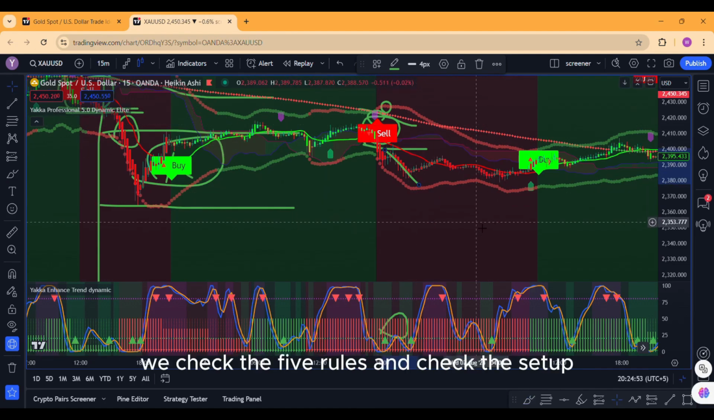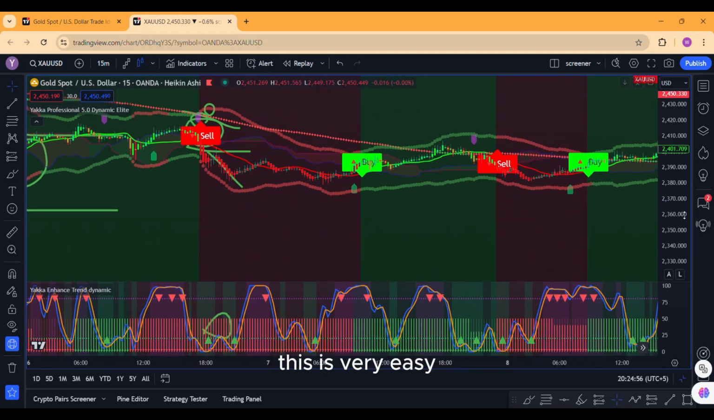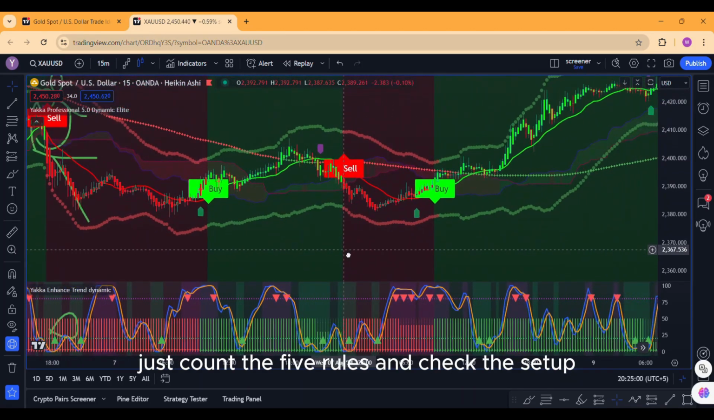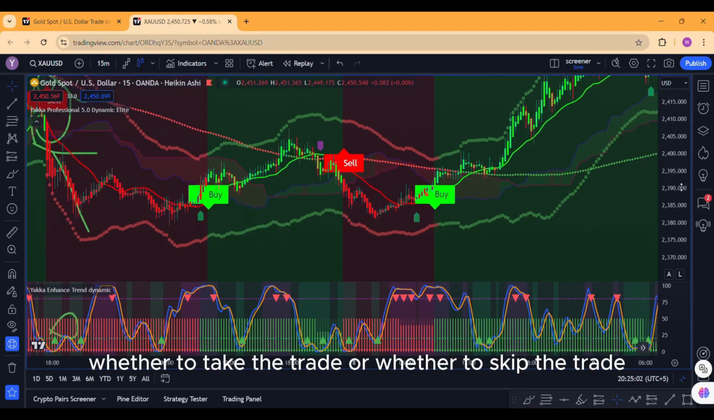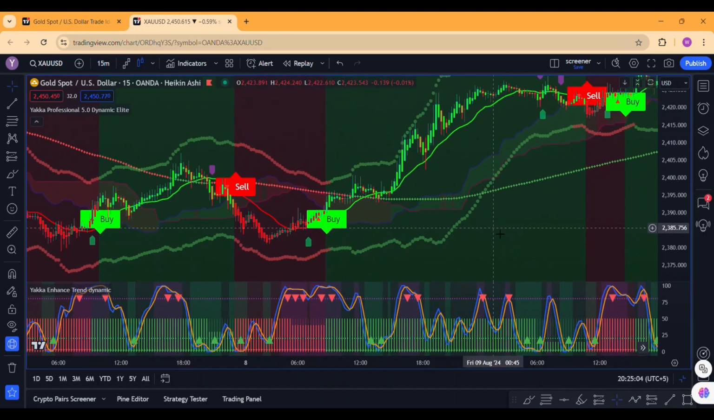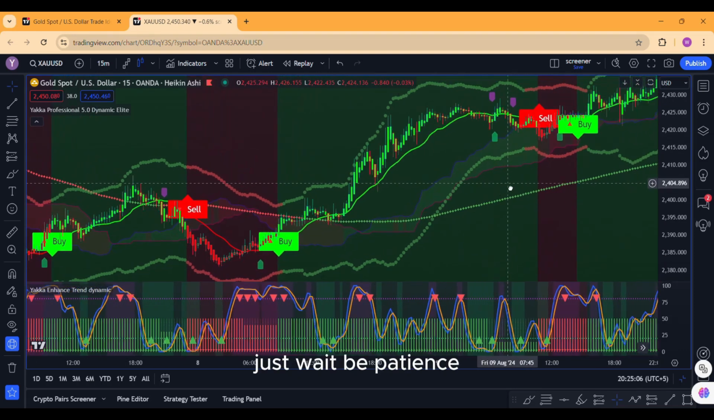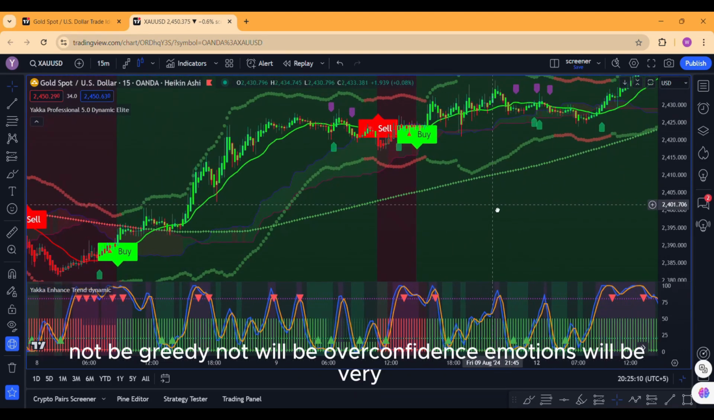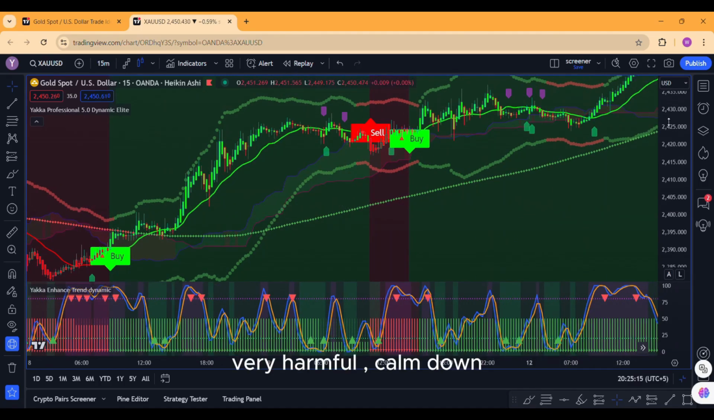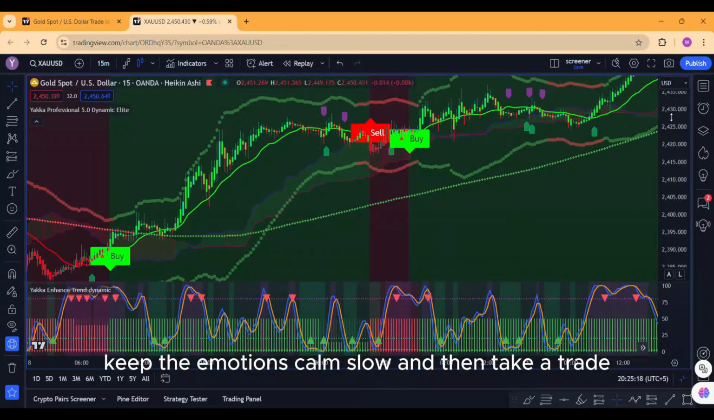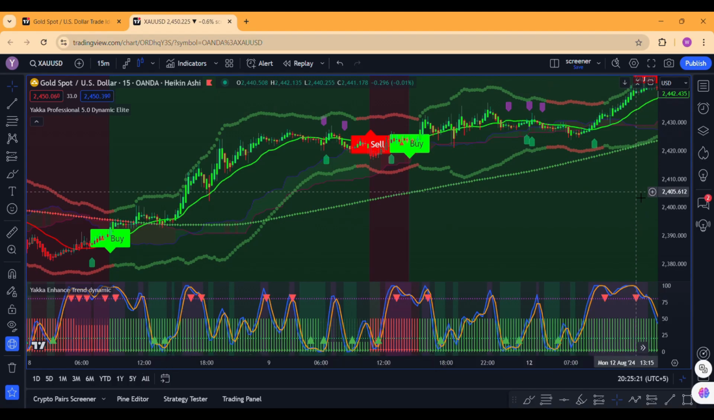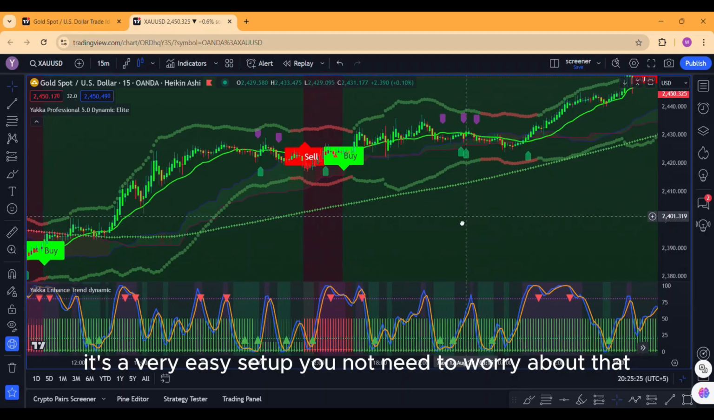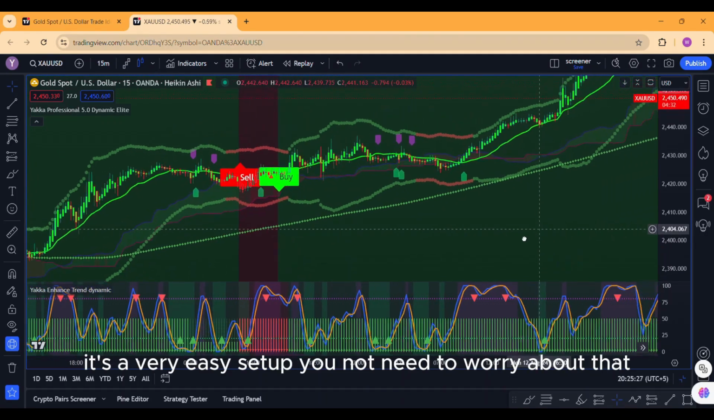These are the five rules. We check the five rules and check the setup. This is very easy. Just count the five rules and check the setups, whether to take the trade or skip the trade. Just wait, be patient, do not be greedy. Emotions will be very harmful. Calm down, keep the emotions low, and then make a trade. Happy trading. This is the five rule setup.